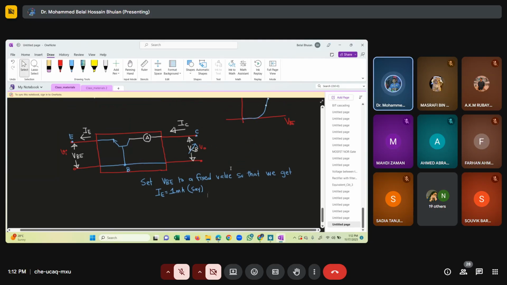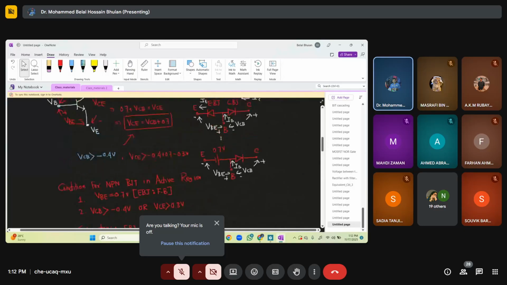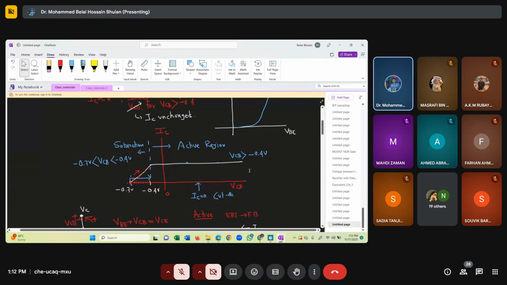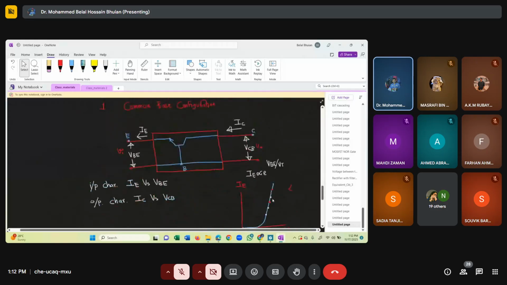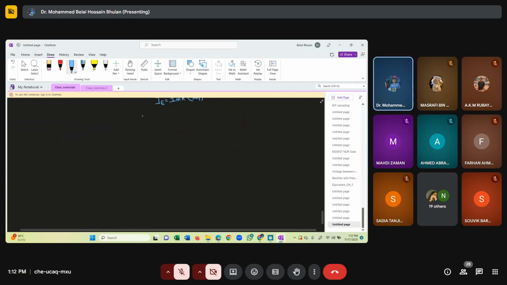Now I keep IE fixed, and then I'm going to change VCB. As you are changing VCB, I'm going to measure the current. So all you're going to find will look like this. This is what you're going to find, something like this. So let me draw it again.